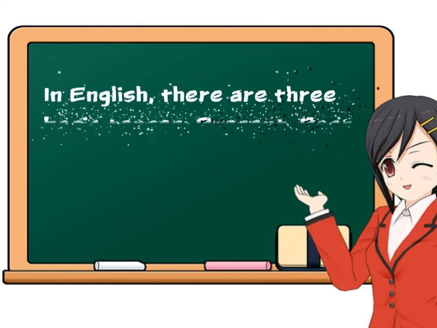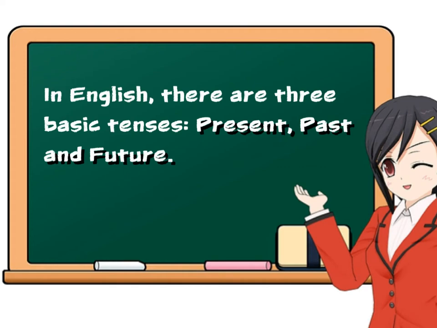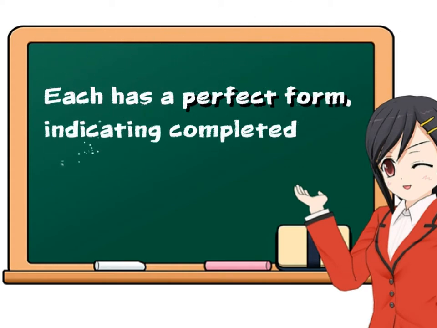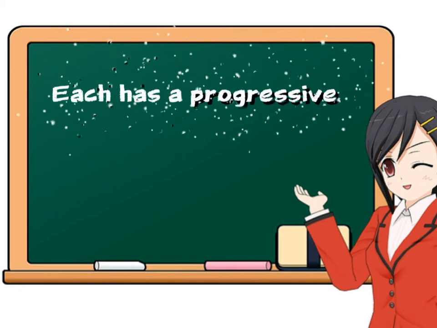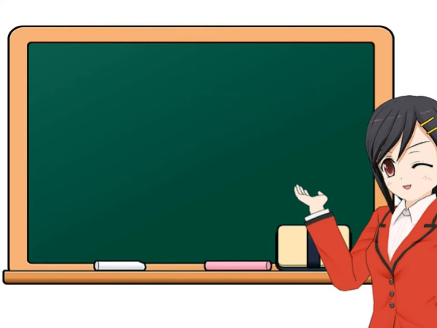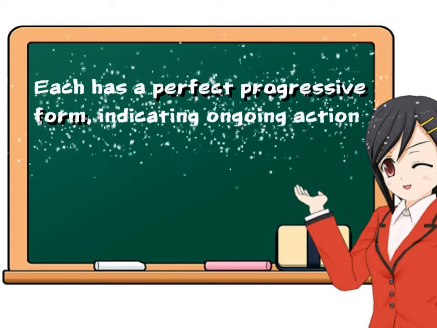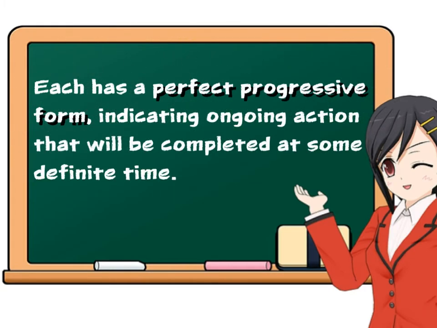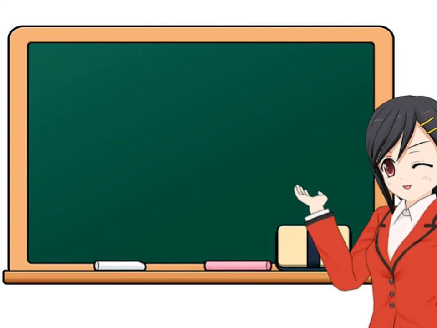In English, there are three basic tenses: present, past, and future. Each has a perfect form indicating completed action. Each has a progressive form indicating ongoing action. And each has a perfect progressive form indicating ongoing action that will be completed at some definite time. Here is a list of examples of these tenses and their definitions.